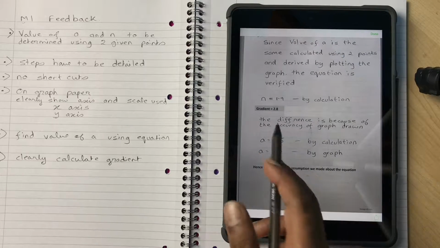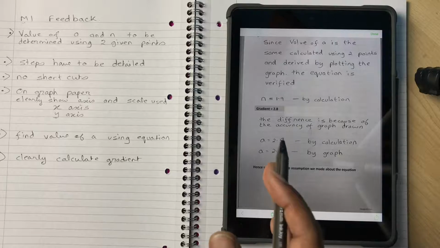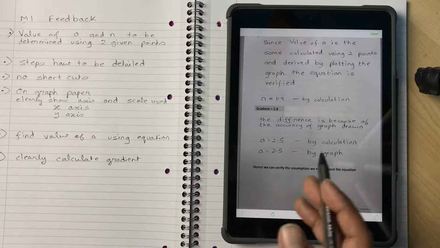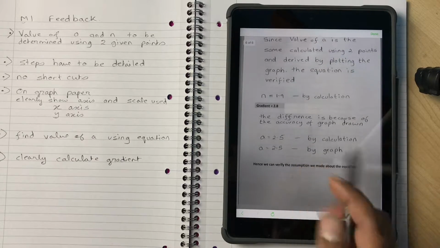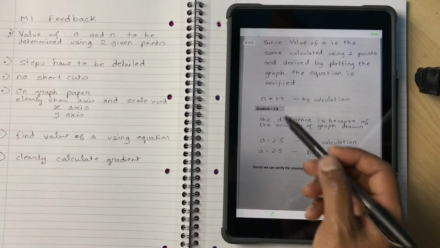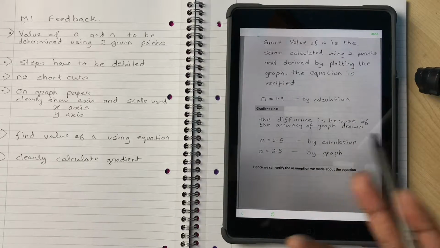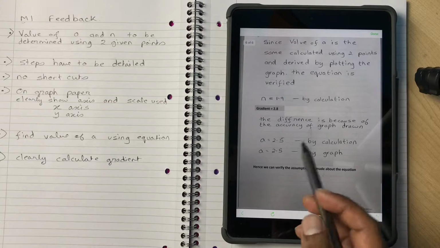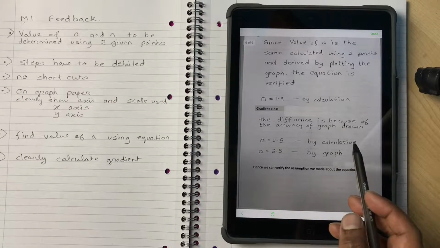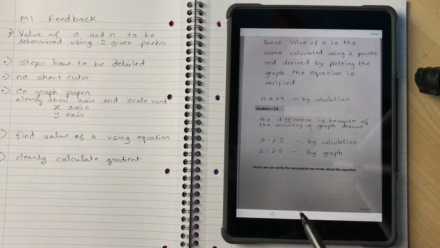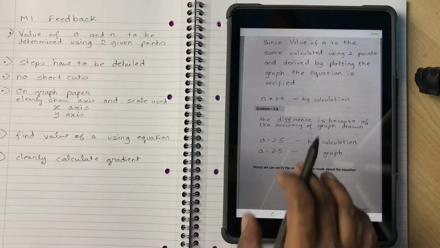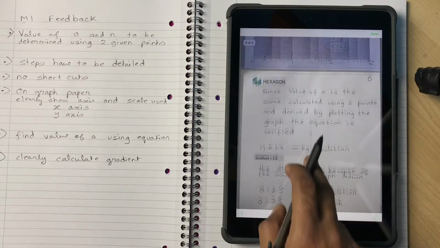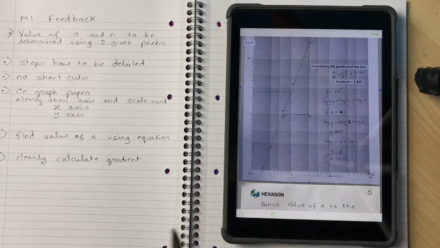It doesn't matter, you can have your gradient and your n roughly similar. The closer it is, the better. But any difference of up to 1.5, 1.6 is all right. And you also have to compare your a calculated by graph and by calculation. And once you have all of these steps in your merit task, you will achieve it.